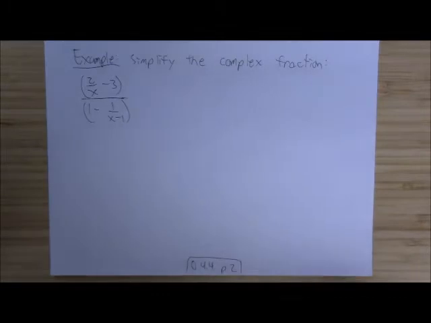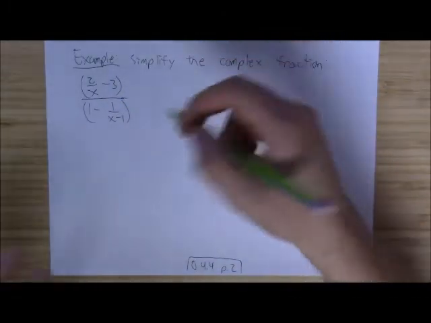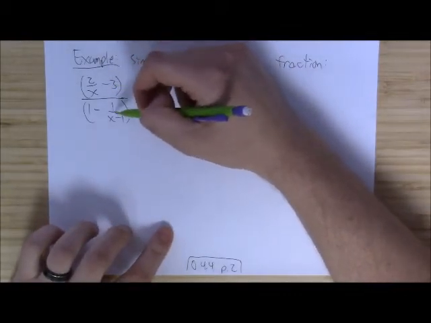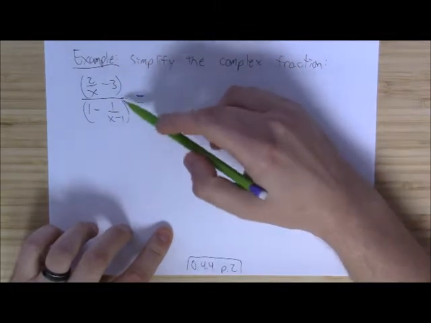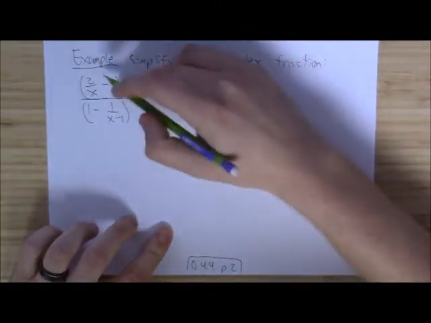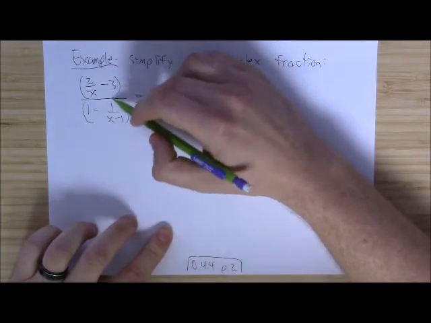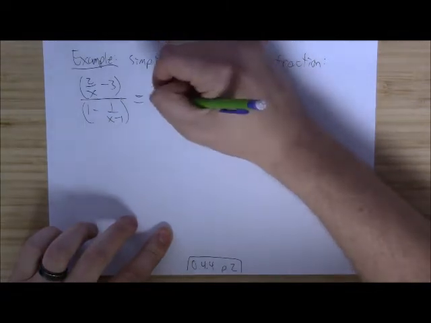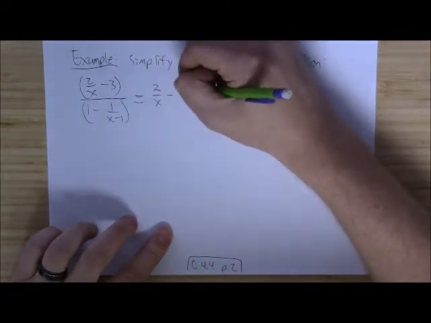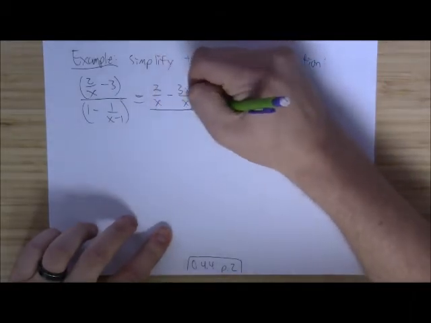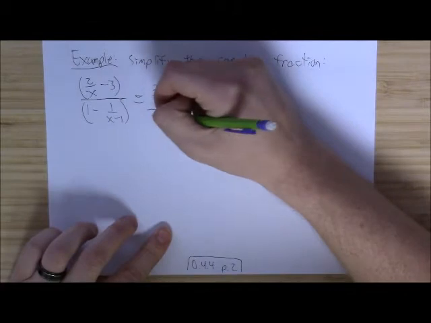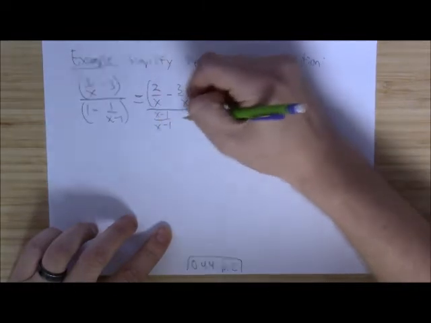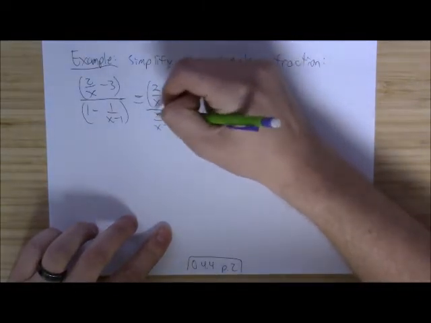Now, this fraction is complex because it has a fraction in the numerator and a fraction in the denominator. To simplify this, let's go ahead and simplify the top and simplify the bottom, putting them into single fractions, and then we'll go ahead and just perform the division. So here, to put these as two common fractions, we need a common denominator in the numerator. So we have 2 over x minus 3x over x. That's in the numerator. In the denominator, we have x minus 1 over x minus 1 minus 1 over x minus 1.